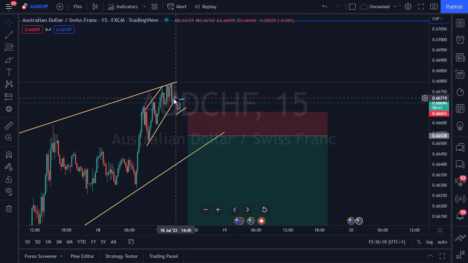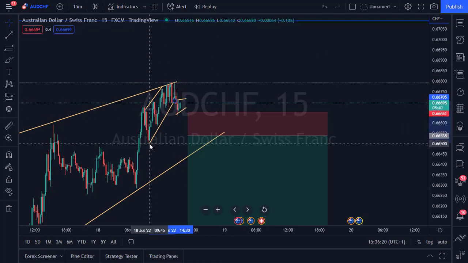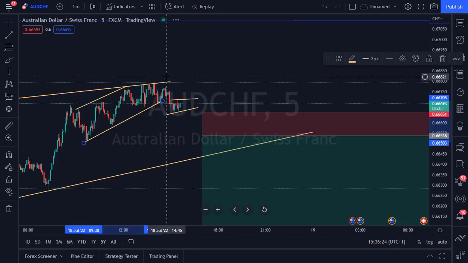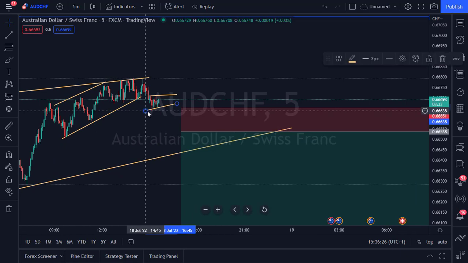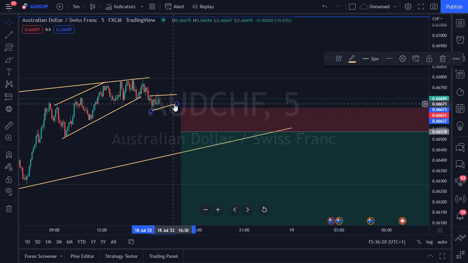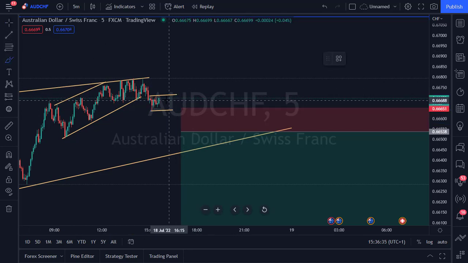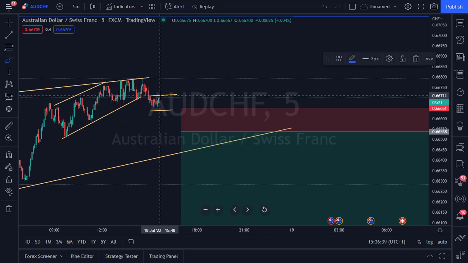It has broken out of this structure and it's forming a correction. So if you go to the 5 minutes, even though I rarely come to the 5 minutes, the 5 minutes is just going to give you a better view of the correction that is taking place. So what am I going to wait for here? I'm going to wait for the price to come up here and reject and give me a bearish candle, a strong bearish candle that comes all the way down.